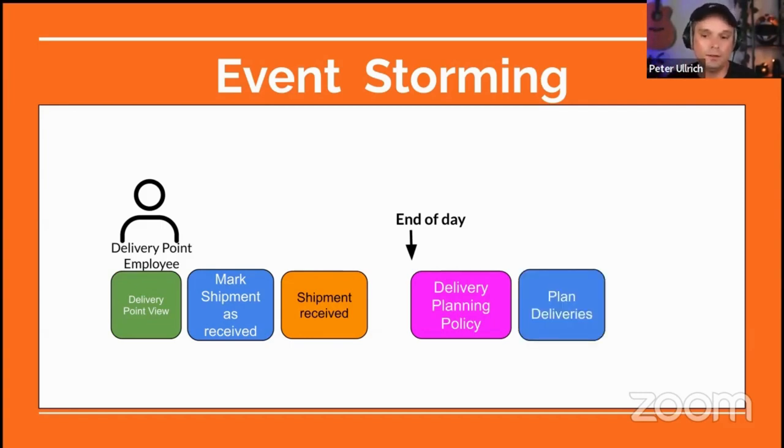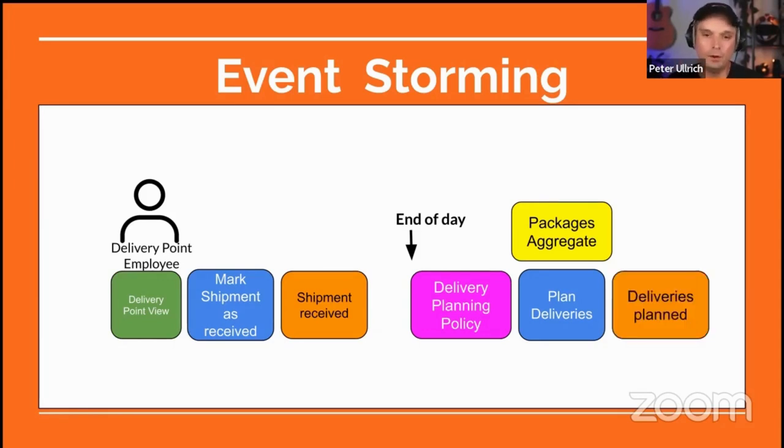And what it does, it executes a command saying plan deliveries, and plan deliveries uses an aggregate, which is in this case, a group of packages. The aggregate is something where the entire group needs to change or nothing changes at all. So we can't only plan one package out of 10. We always need to plan 10 packages out of 10, or we don't plan them at all. So that's a consistency thing. Now, out of the planning process, we have an event again called deliveries planned. And that's the end of the use case.